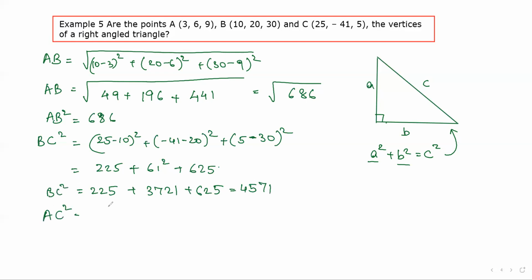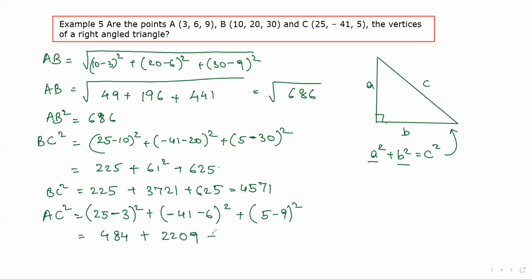Now AC square. AC square will be equal to (25 minus 3) whole square plus (minus 41 minus 6) whole square plus (5 minus 9) whole square. 25 minus 3 will be 22 whole square, 22 square is 484, plus minus 47 whole square, which is 2209, plus 4 square, 16. This will give you 2709 as AC square.